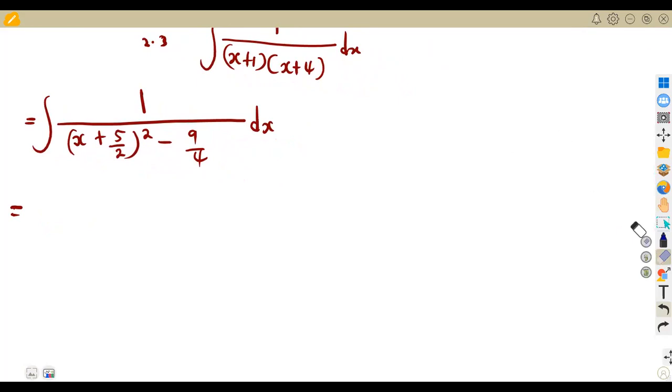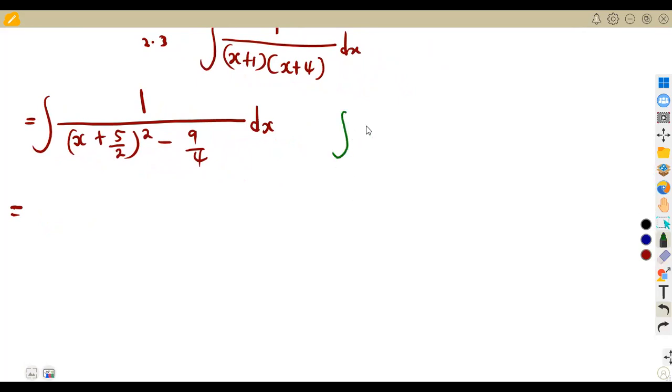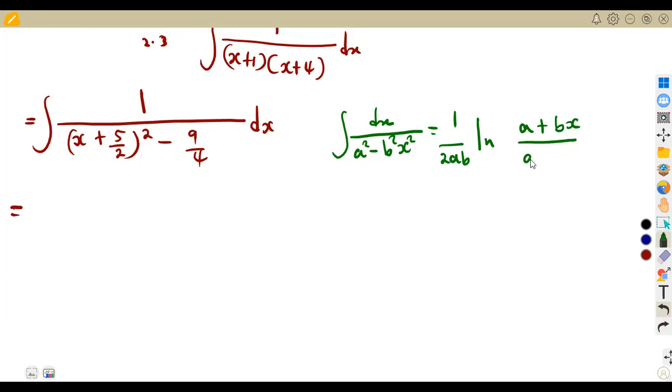If we check it properly, our formula is given as the integral of dx over a squared minus b squared x squared, where they are saying it is going to give us 1 over 2ab times the ln of (a plus bx) over (a minus bx). This is what we are given from our formula sheet, so I want us to work with this.